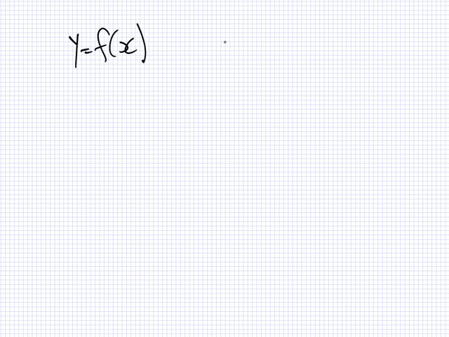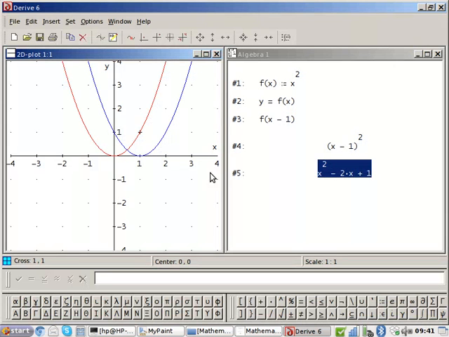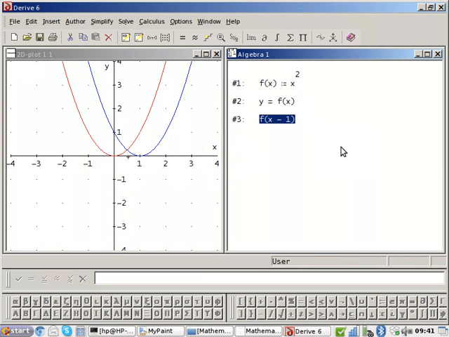So if I change this to this, what do you think the change in the graph is? Shift to the right by 1 unit. Yeah. Can you see here that this graph has moved 1 unit to the right? Okay, so you're okay with that?